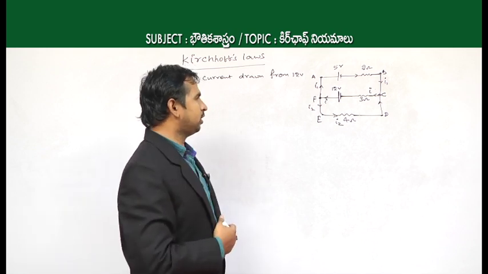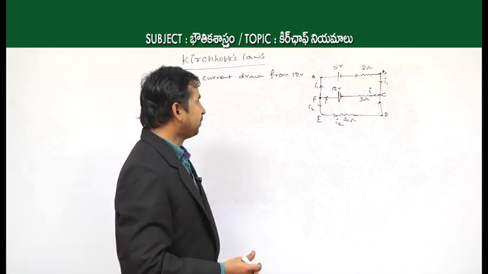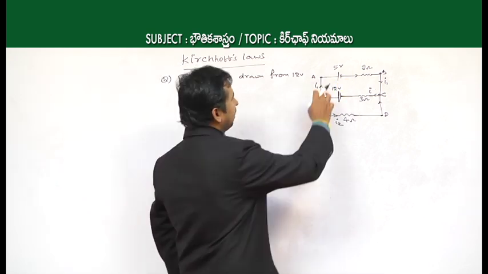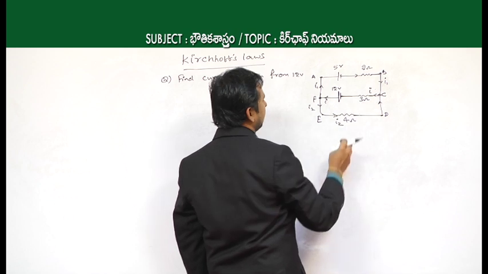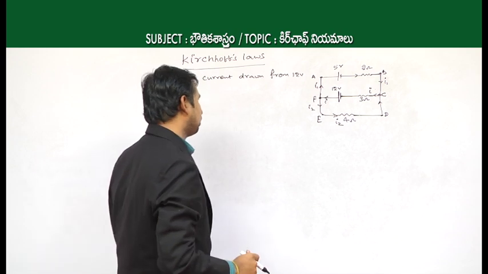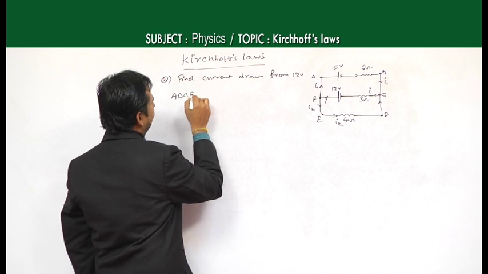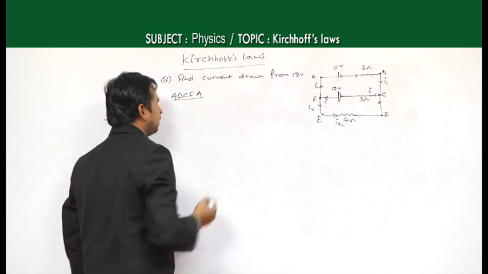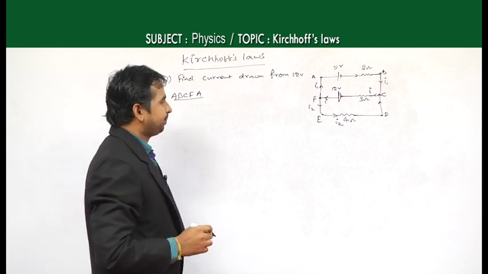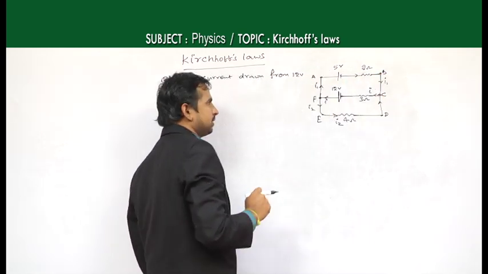Now, as I said, if we apply Kirchhoff's voltage law to this circuit, we have a total of 2 closed loops. One is A, B, C, F, and another is F, E, D, C, F. So there are 2 circuits in total. The first one is A, B, C, F and back to A. Applying Kirchhoff's law to the first one, A, B, C, F, A, we go from A to B, B to C, C to F, and F to A.